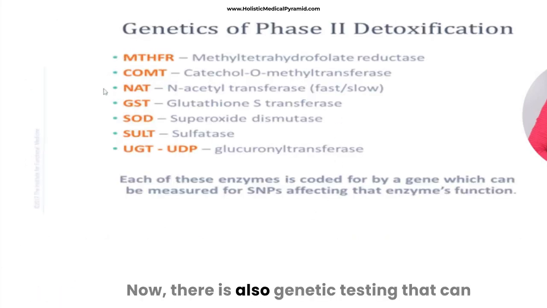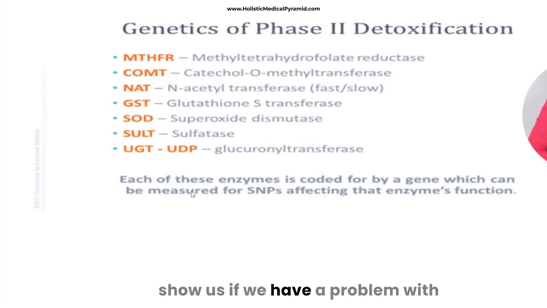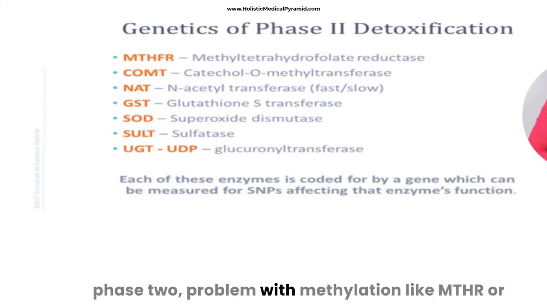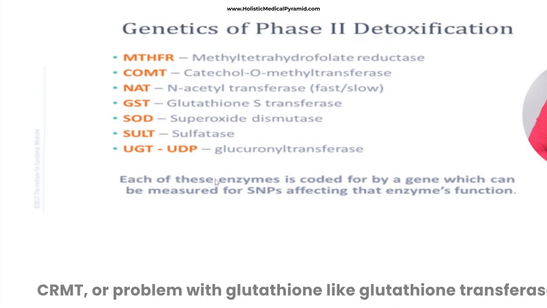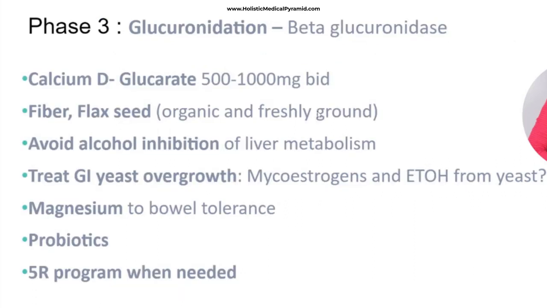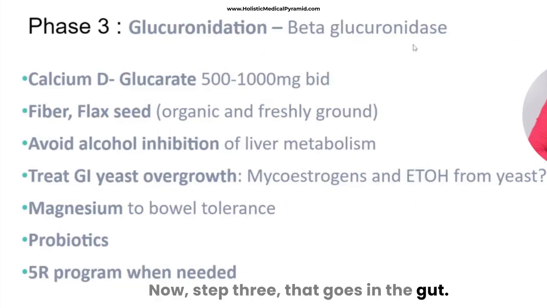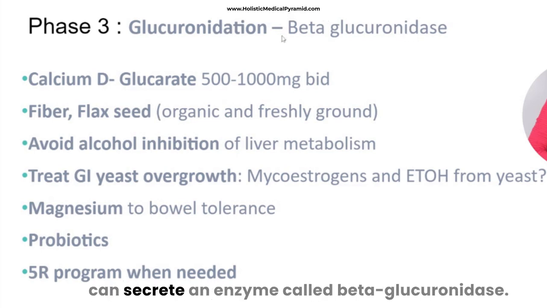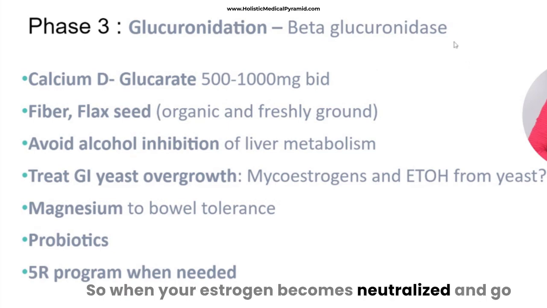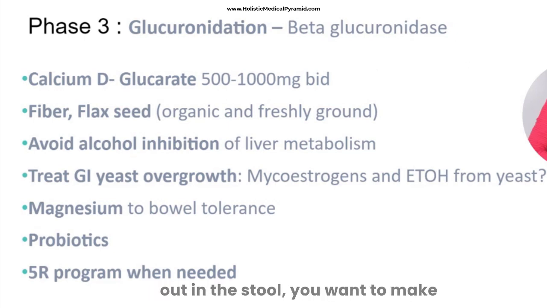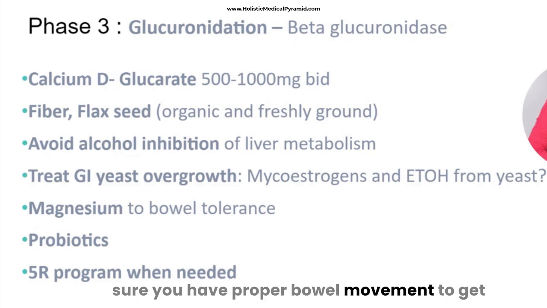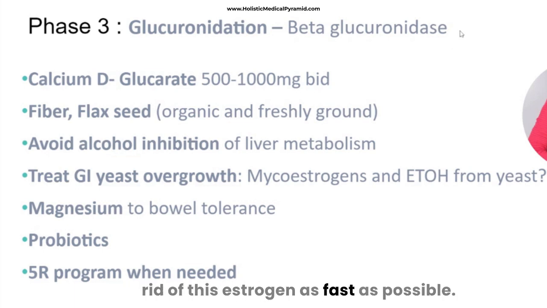Now, there is also genetic testing that can show us if we have a problem with phase two, a problem with methylation like MTHFR or COMT, or a problem with glutathione like glutathione transferase. Now, step 3 goes in the gut. Basically, we have gut bacteria that can secrete an enzyme called beta-glucuronidase. So when your estrogen becomes neutralized and goes out in the stool, you want to make sure you have proper bowel movements to get rid of this estrogen as fast as possible.